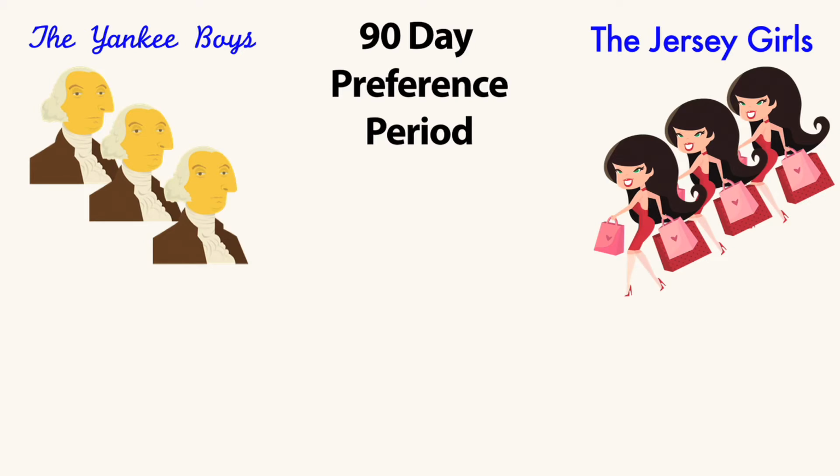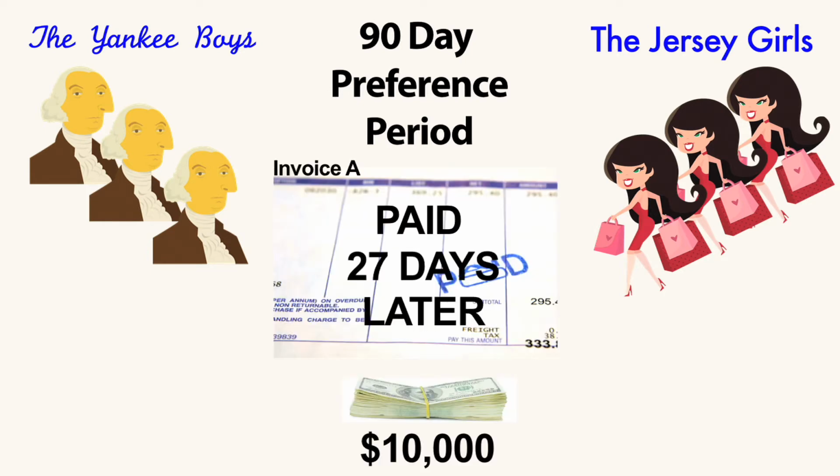During the 90-day preference period, Yankee Boys paid Jersey Girls on 4 invoices. In this example, Yankee Boys pays $10,000 on invoice A 27 days after the invoice is issued. Yankee Boys pays $15,000 on invoice B 31 days after the invoice is issued. Yankee Boys pays an additional $20,000 on invoice C 10 days after the invoice is issued. And Yankee Boys pays $15,000 on invoice D 52 days after the invoice is issued.